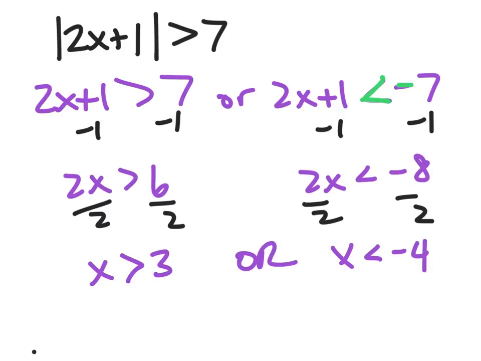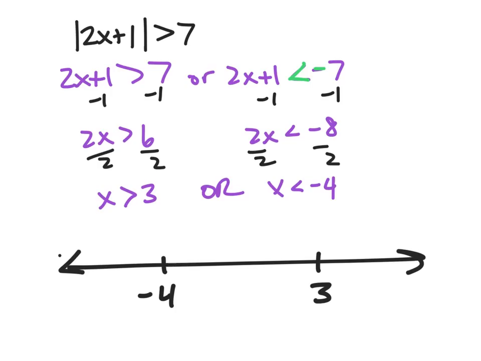Okay, and now we need to see what that looks like on a number line. Now be careful to put your numbers in order, right? Even though they're written like this, the negative 4 is on the left. So all of these x's are either less than negative 4, and notice that this was not less than or equal to, or all the x's are greater than 3.